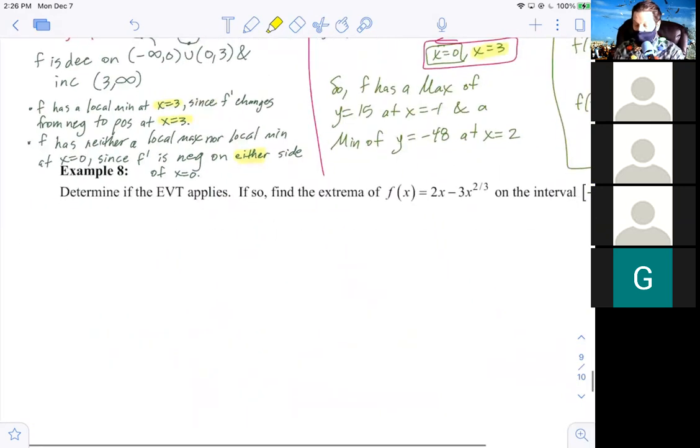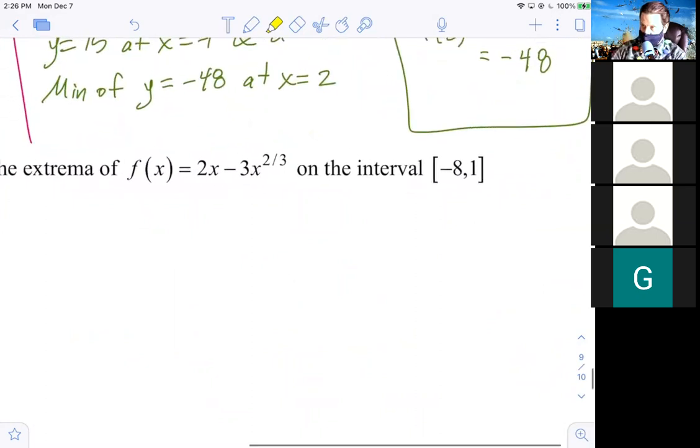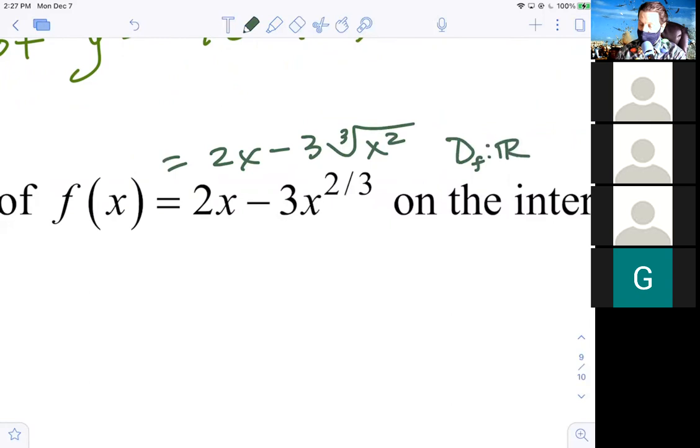All right, so example 8 is also very similar to what we did on the warm-up, but let's do it in the EVT context first. Determine if the EVT applies, and if so, find the extrema. Again, extrema means absolute or global, and it means max or min. So we have a closed interval from -8 to 1. That's good. We just need to see if this function is continuous on that interval. Well, another version of this, of course, is 2x minus 3 times the cube root of x squared. And so the domain of this is all real numbers, right?